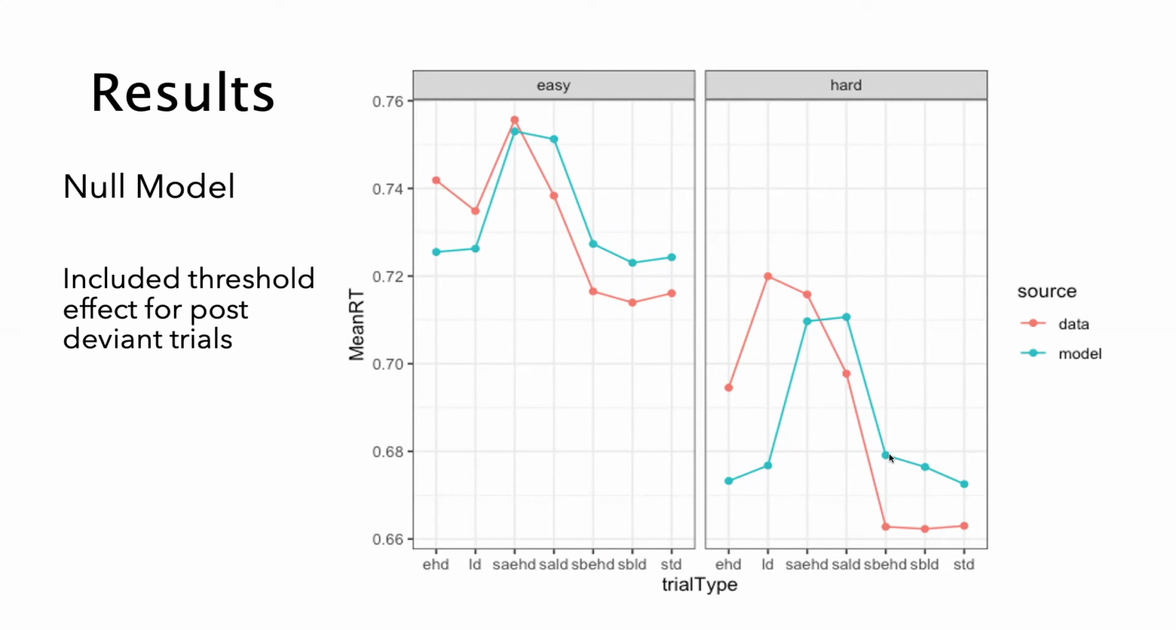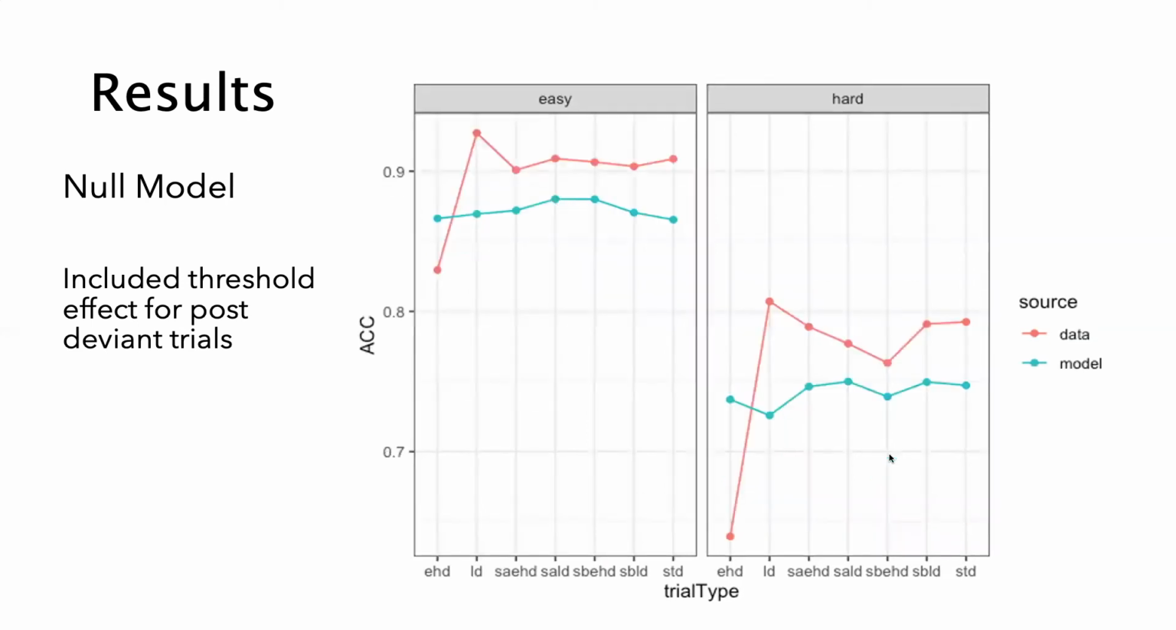Here we can see that for RTs, the null model does an okay job in both the easy and hard conditions, except for deviant trials as shown on the left. For accuracy, as expected, there is no difference across conditions.